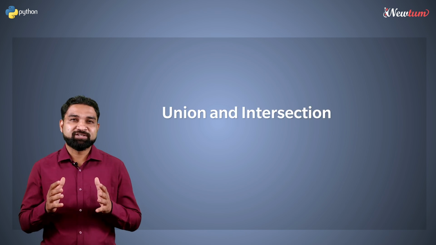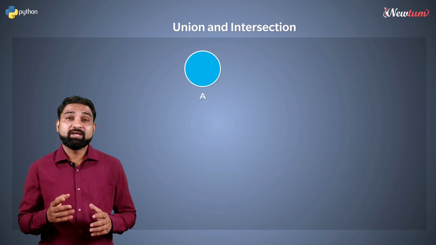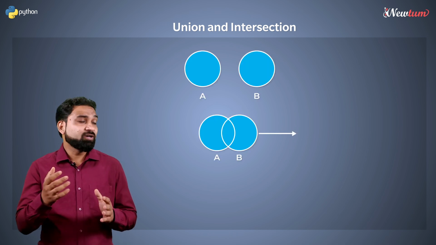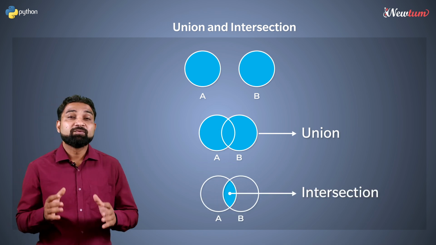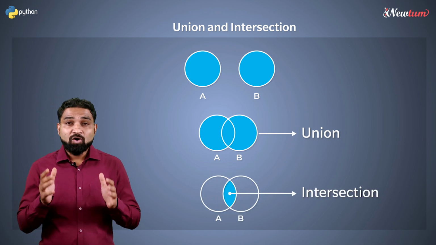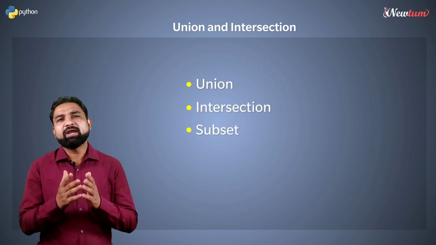Union and intersection. Do you remember this thing from your school days? If you have two sets A and B, then the combination is called union. This common section is called an intersection. Well, set in Python offers functions to implement union, intersection, subset and many more.